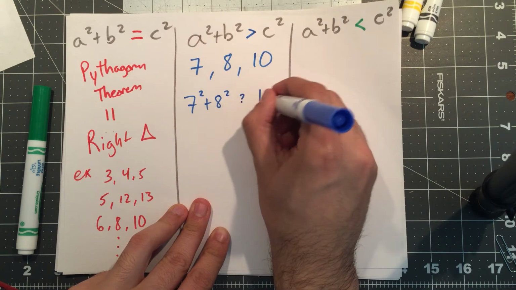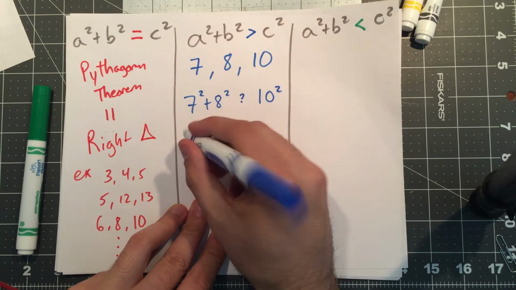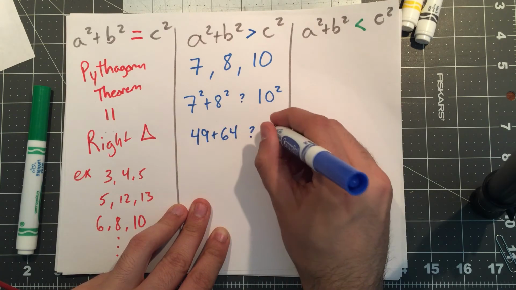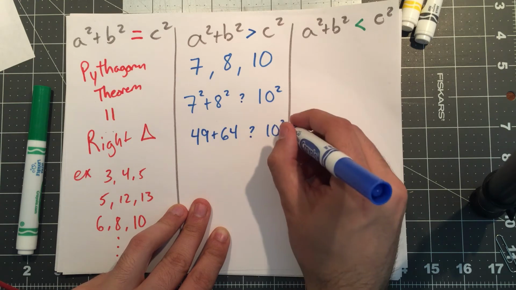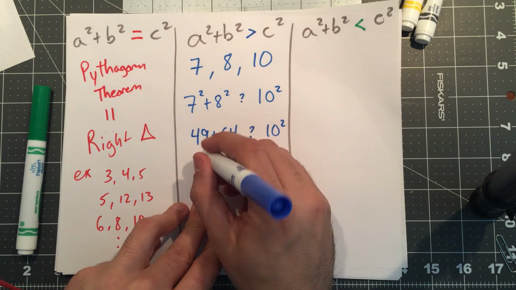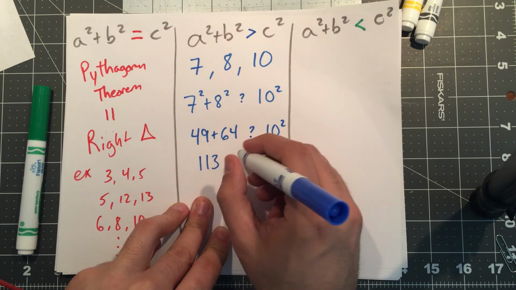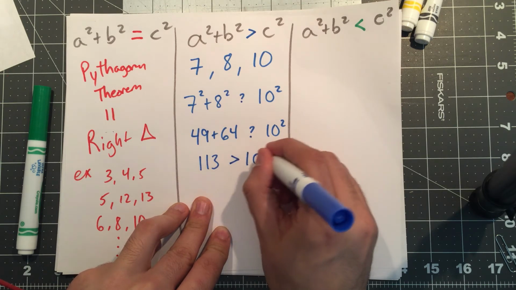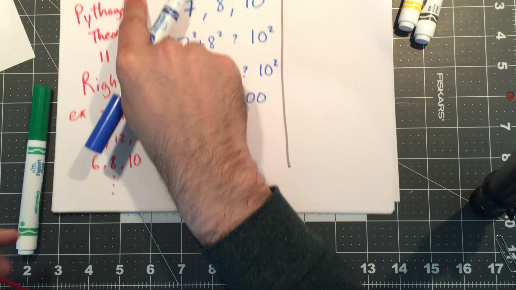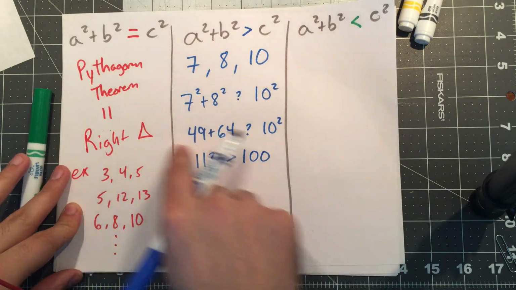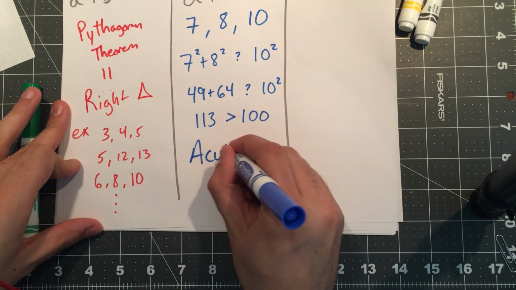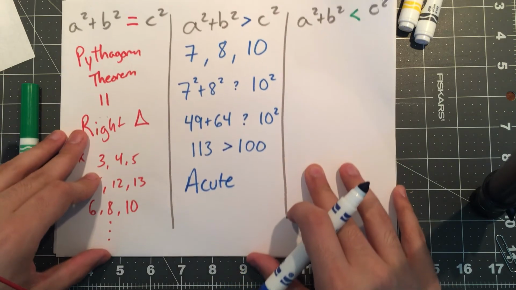Is something 10 squared. Now that'd be 49 plus 64 something 100. So 49 plus 64 is going to be 113. And that is bigger than 100. We know if it matched, that's going to be a right triangle, but if this is true, it is actually an acute triangle. It is an acute triangle.